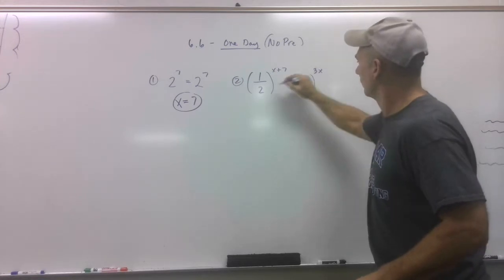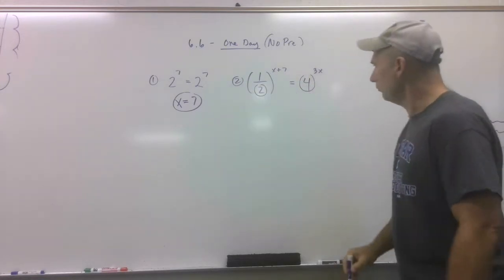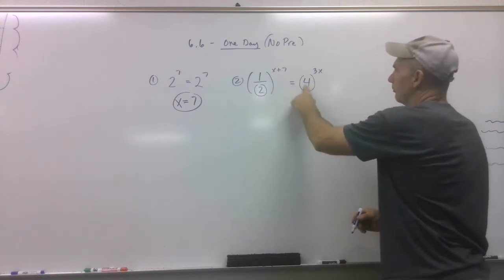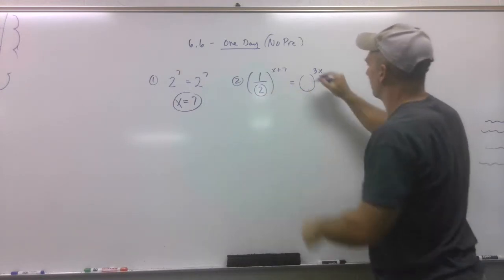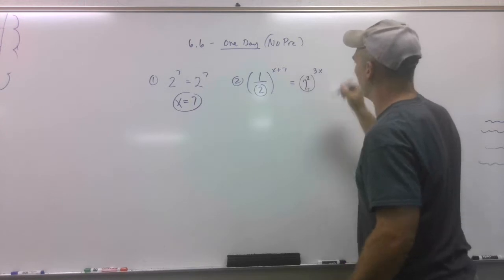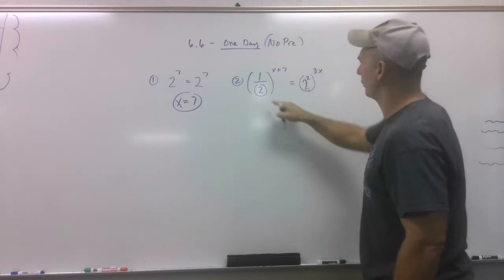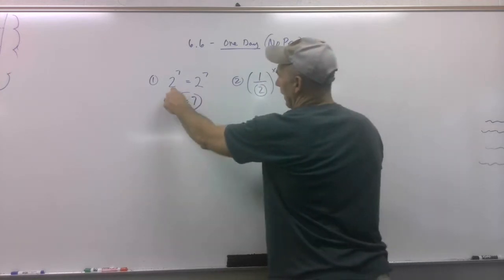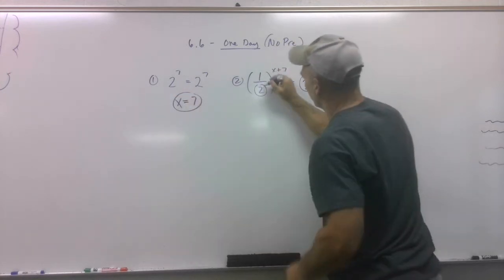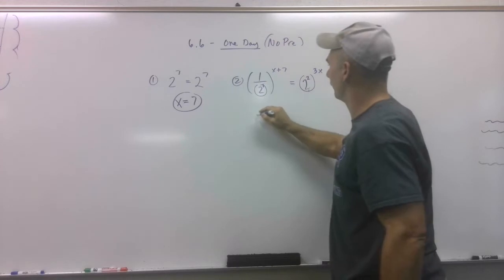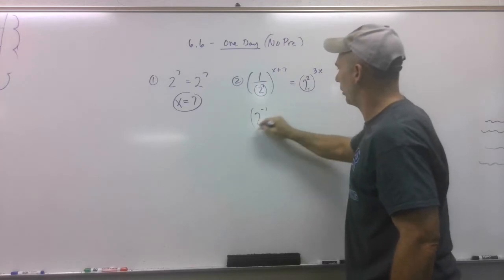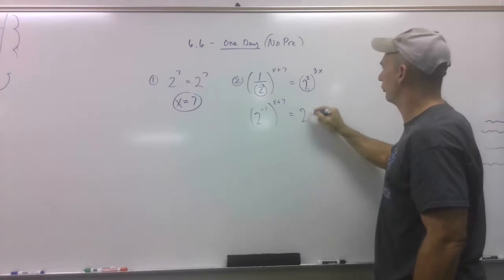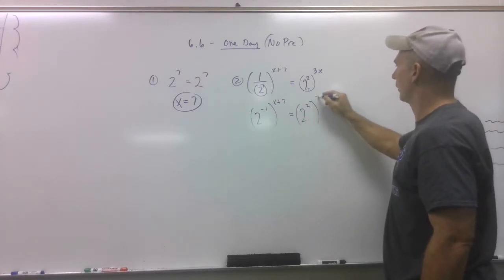Here's a 4. Here's a 2. Which one's bigger? It's a 4. Can you turn that 4 into a 2? By golly, you can. That's 2 squared. Now, what if that 2's down there? Well, I need that up so that I have this looking thing. Well, there's an invisible power of a 1, so if I bring it up, that'd be -1. The x plus 7 equals 2 squared to the 3x.